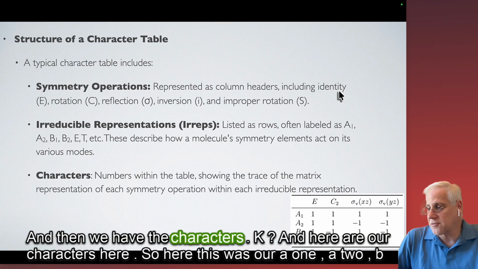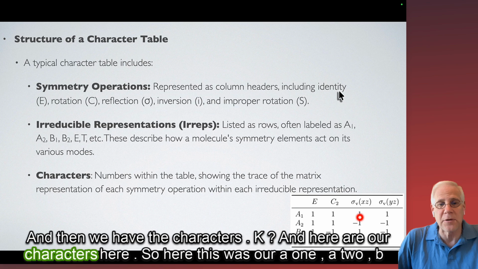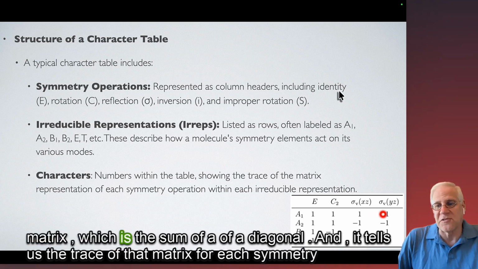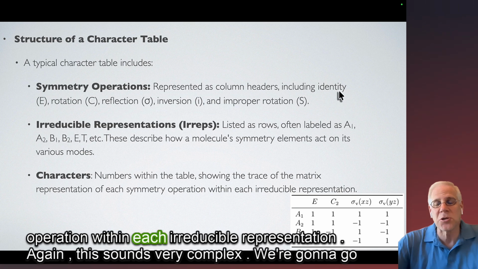And then we have the characters. Okay, and here are our characters in here. So here, this was our A1, A2, B1. These are our irreducible representations. And there are characters here. These show the trace of the matrix, which is the sum of a diagonal. And it tells us the trace of that matrix for each symmetry operation within each irreducible representation.